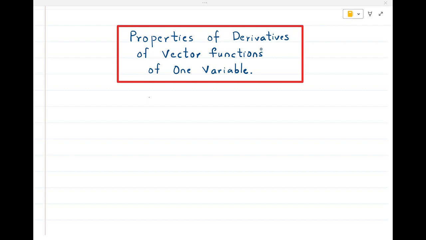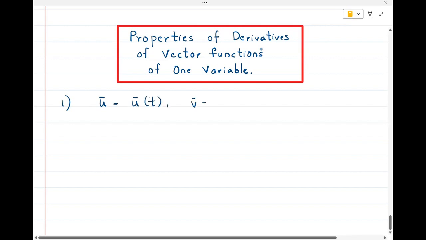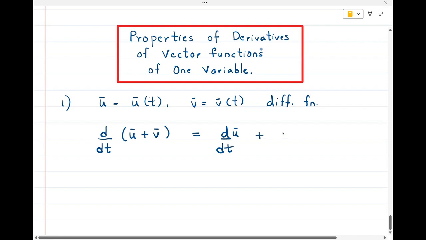So the very first property is that if u bar is a vector function of one variable, u bar of t, and v bar is also a vector function, and both are differentiable functions, meaning I can differentiate them, then what is the derivative of the vector function u bar plus v bar? It will be proved that it is the derivative of u bar plus the derivative of v bar. The proof of this property is very easy.